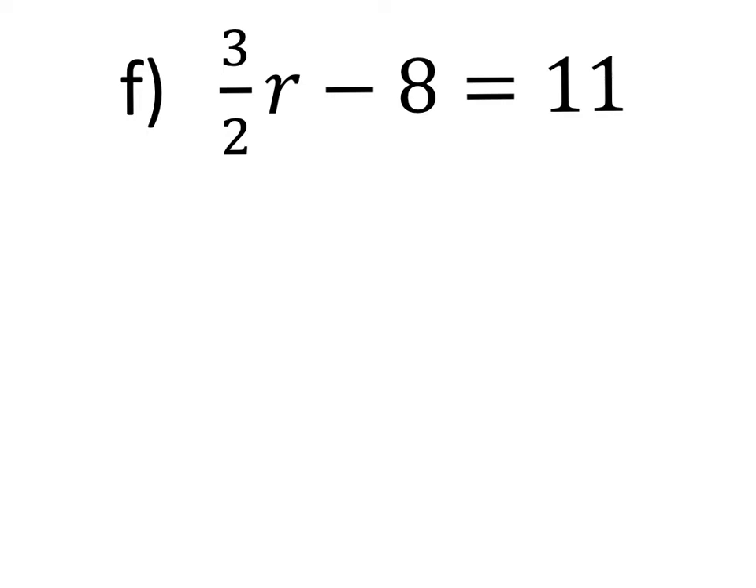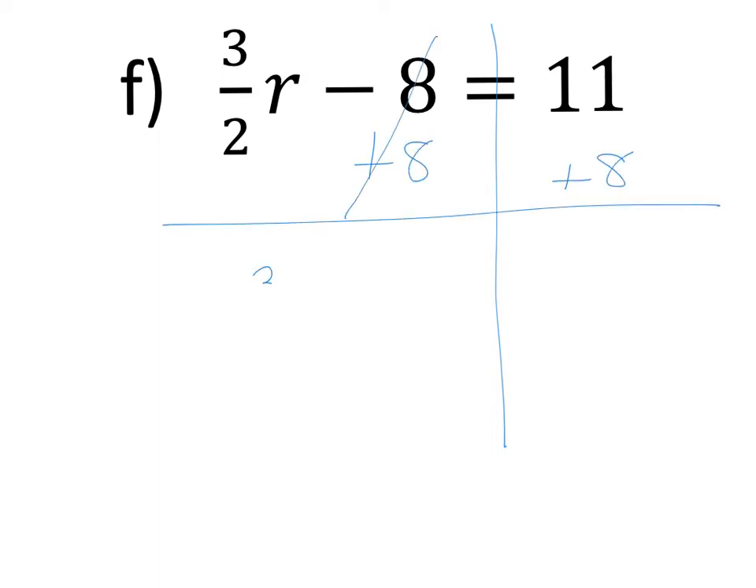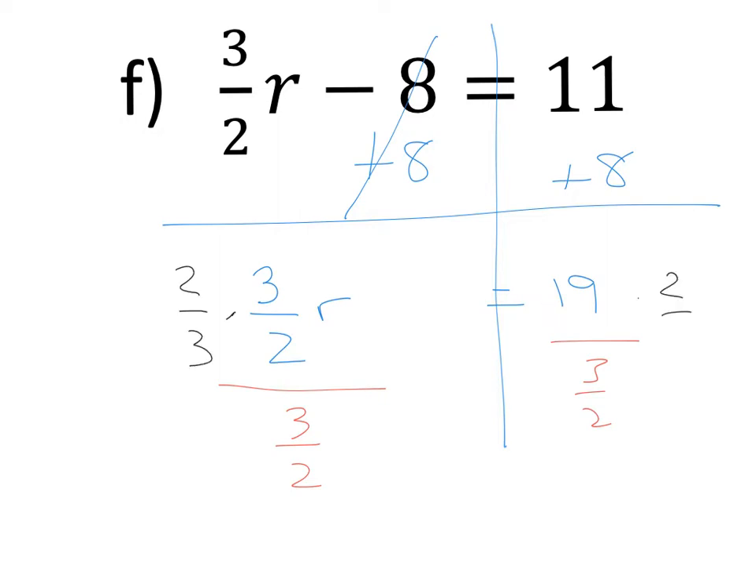Okay, so again, when we have the skinny guy, skinny guy, we take care of the buddy first. So we're going to add 8 to both sides. So we get 3/2 R equals 19. Now in this case, again, we talked about that you could divide by 3/2 and then multiply by the reciprocal. Or we talked about you can go ahead and just go straight to multiplying by 2/3 on both sides and not worrying about this bottom part, okay?